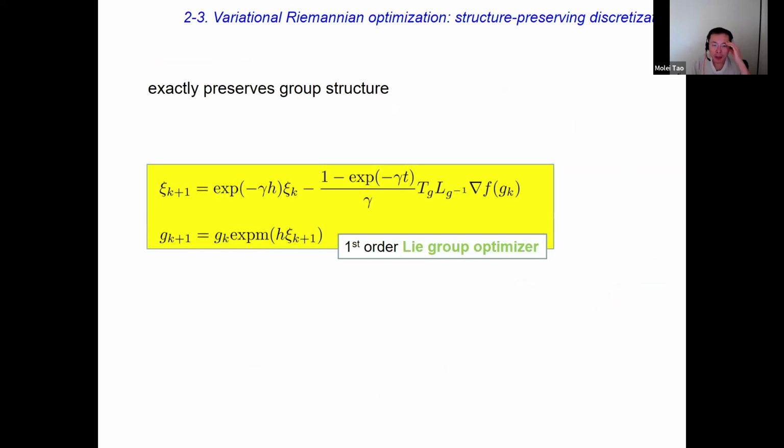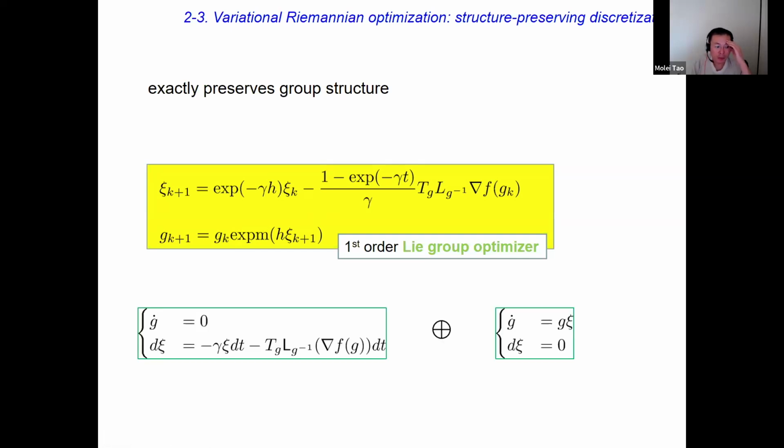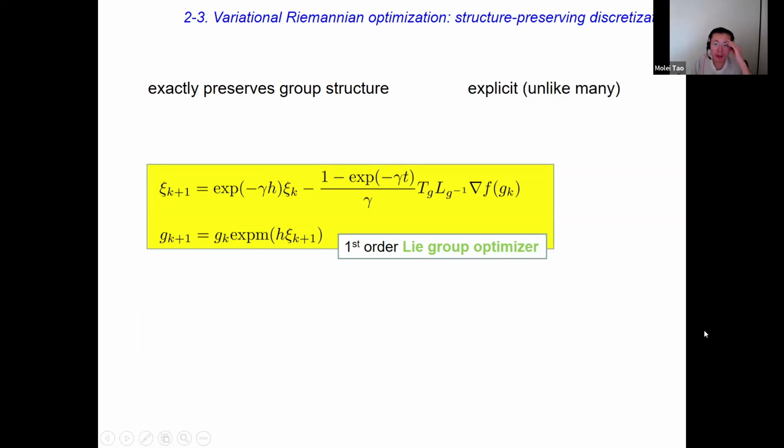What I do want to talk about is, number one, you exactly preserve the group structure. So your optimization actually stays exactly on the manifold. You don't have to do any projection. It's just automatically preserving the group structure. For the sake of time, let me not say too much, but rather just say, that's because you're solving equations analytically, and all those equations actually keep you on the manifold.